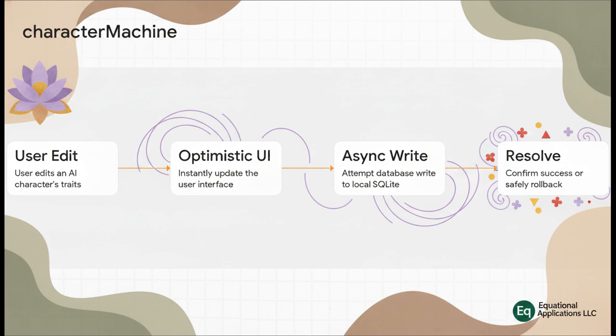Then, in the background, it attempts the async database write to the local expo-SQLite database. If that write succeeds, awesome, the state is confirmed. But if it fails, the machine automatically executes a safe rollback. Because the machine explicitly remembers what the state was before the edit, it can revert the UI flawlessly without you having to write any messy, bug-prone cleanup code inside a React hook.